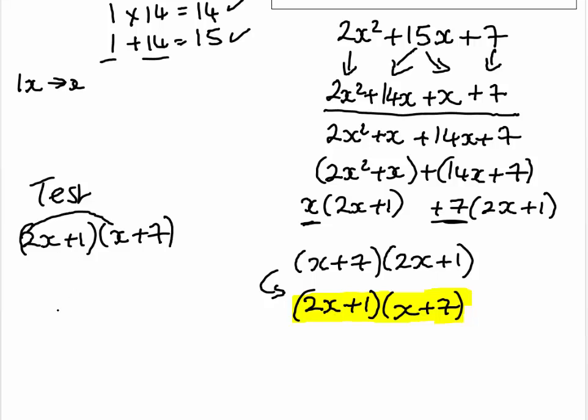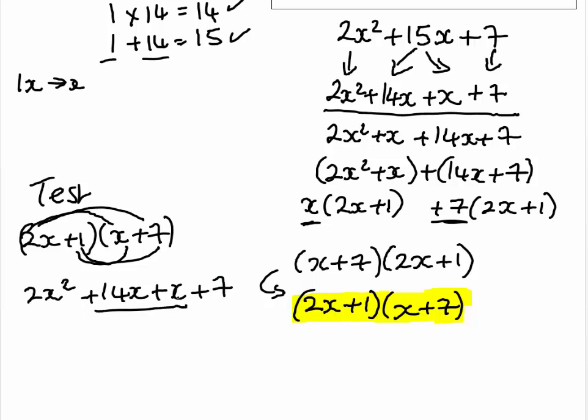So 2x times x is 2x squared. 2x times 7 is going to be 14x. 1 times x is just x. 1 times 7 is just plus 7. We can simplify the 14x and the x, and that will give us 2x squared plus 15x, because they add together, plus 7, which is what we originally started with. So we can say that this is your correct answer.